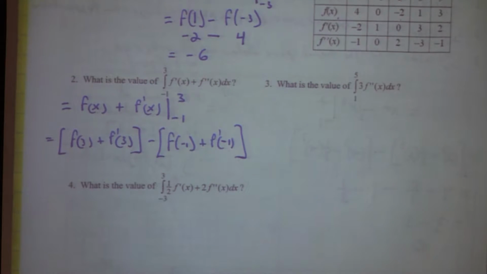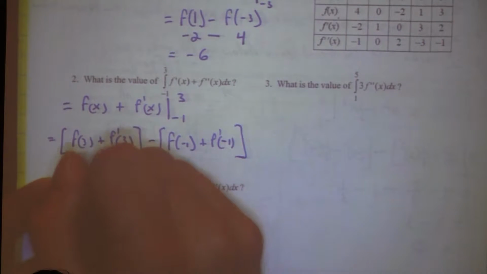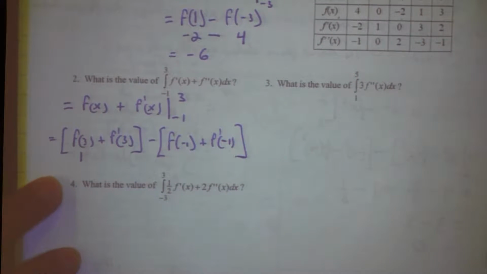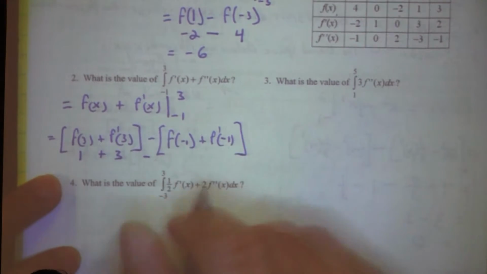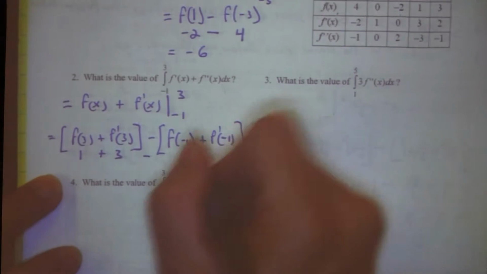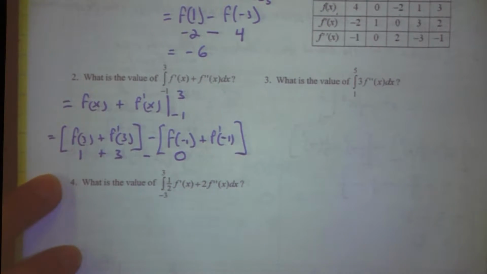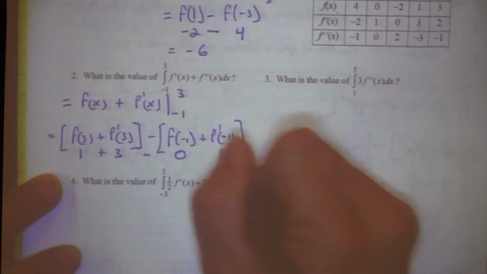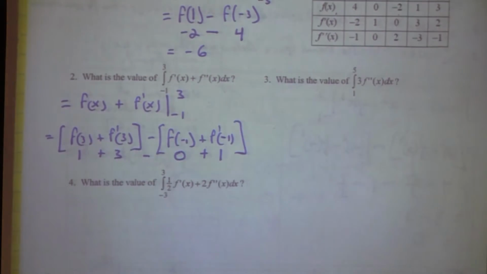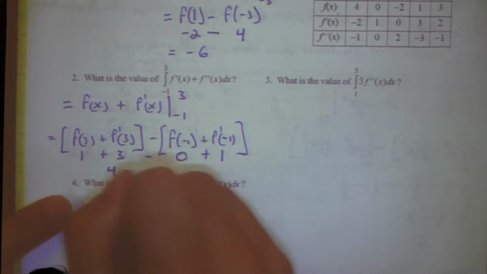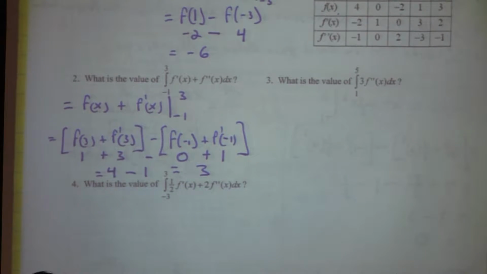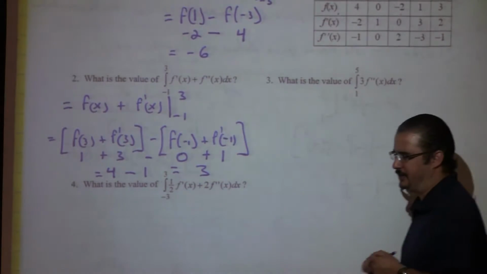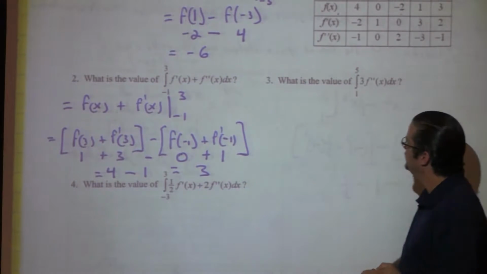What's f of 3? 1. And f prime at 3? 3. So 1 plus 3 minus, what's f at -1? 0. And what's f prime at -1? 1. We're going to get 3 plus 1 is 4, minus 1. Our answer here is what? 4. Just a different approach, seeing if you actually understand what's going on.